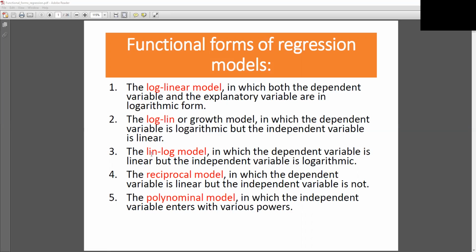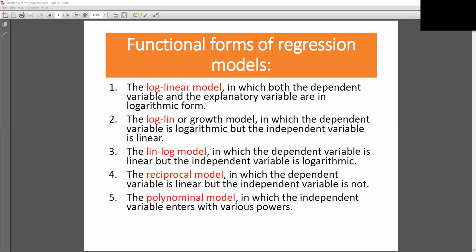And then we have the LIN-LOG model. What is LIN? We are using the data as such of the Y variable, but we are taking log of the X variable. So LIN-LOG: keeping Y as such and then taking log of the values of the independent variable, that is X. That is LIN-LOG, and then the reciprocal model, and then the polynomial model.